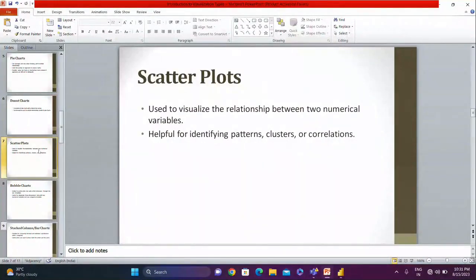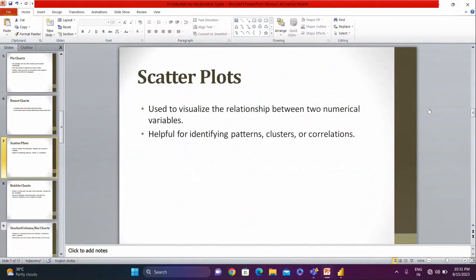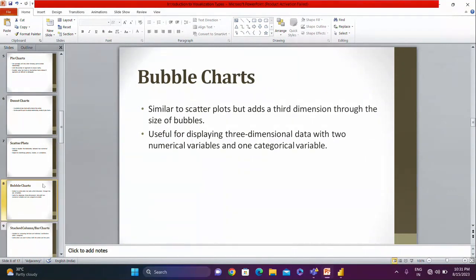Okay, let's move to the next one, that is scatter plots. It is used to visualize the relationship between two numerical variables, helpful for identifying patterns, clusters, or correlations. So here is the scatter chart. And similarly there is another chart which is known as bubble chart, but in case of bubble chart there is addition of a third dimension, which is the size of the bubble. It is useful for displaying three-dimensional data with two numerical variables and one categorical variable.